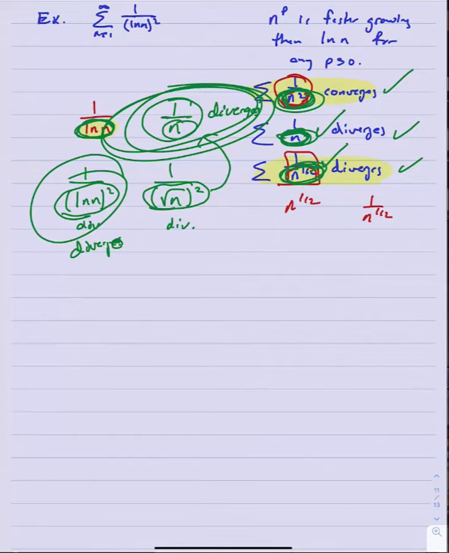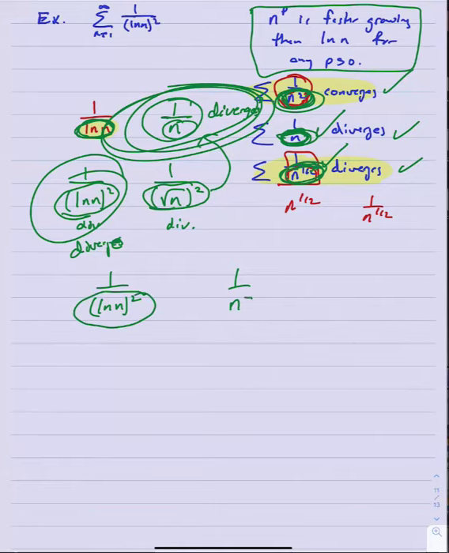Okay, so what I'm using here is this fact to reason out that 1 over ln of n squared is most likely divergent, because 1 over ln of n squared compared to 1 over n seems like it should be divergent, because this is not growing as fast as this. And even this is not growing fast enough to make the series 1 over n converge.